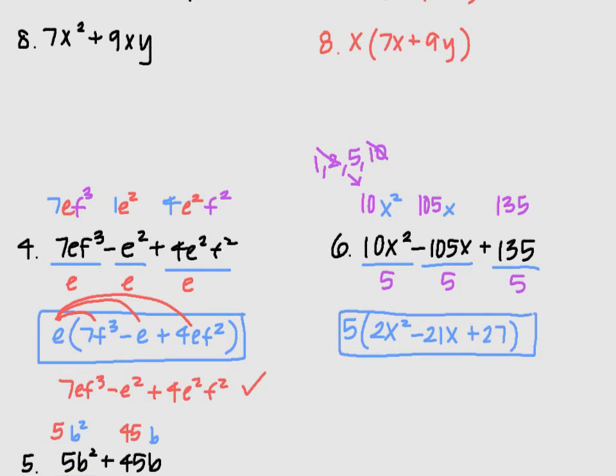Lastly, just checking to make sure that I factored this correctly by distributing the 5 back to all the terms inside of the parentheses. 5 times 2x squared equals 10x squared. 5 times negative 21x equals negative 105x. And 5 times 27 equals positive 135. So checking to make sure that this trinomial does match the trinomial that I started with, it looks like it does, so I factored it correctly.